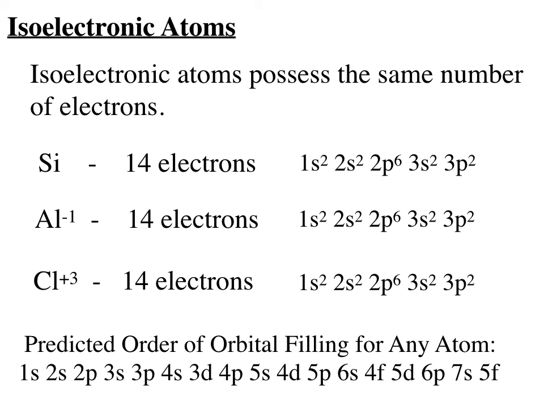So they will have differences in regard to how far out and how far in these orbitals are, depending on how much attraction they feel for the nucleus. But in any event, they are isoelectronic in the sense that they have exactly the same electronic structure.